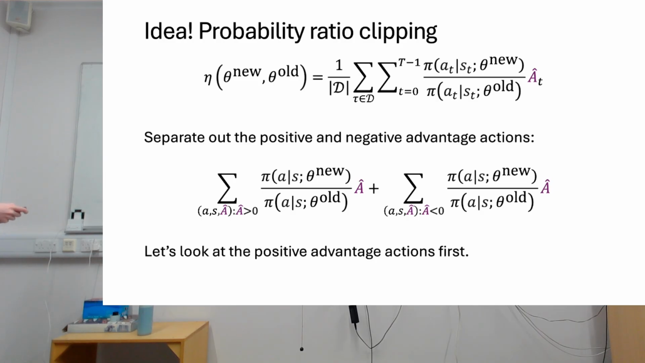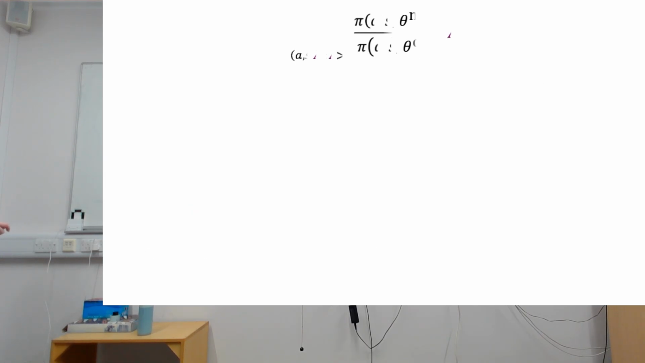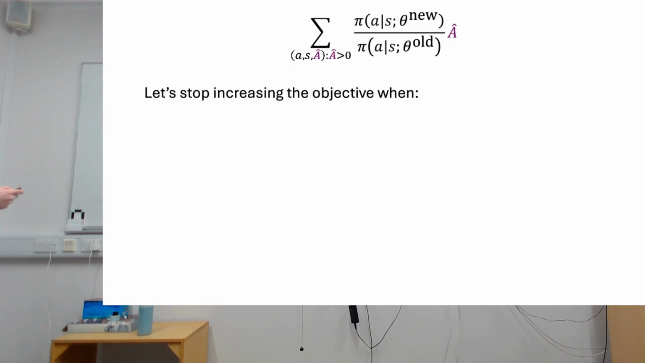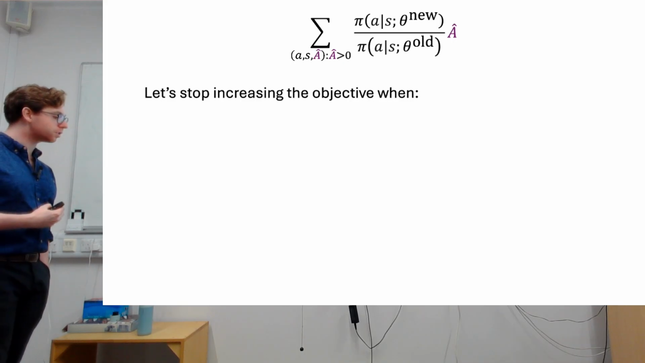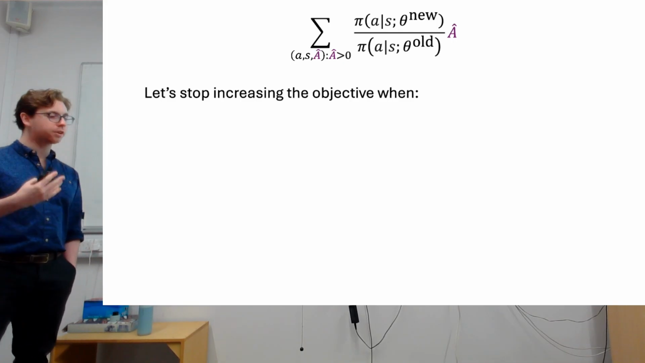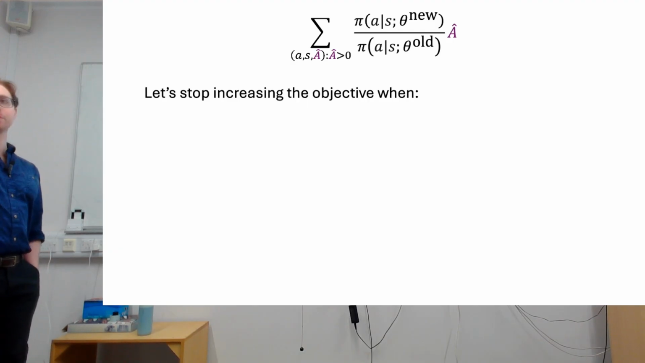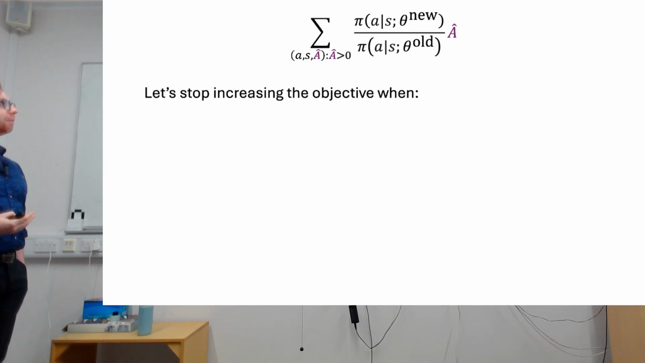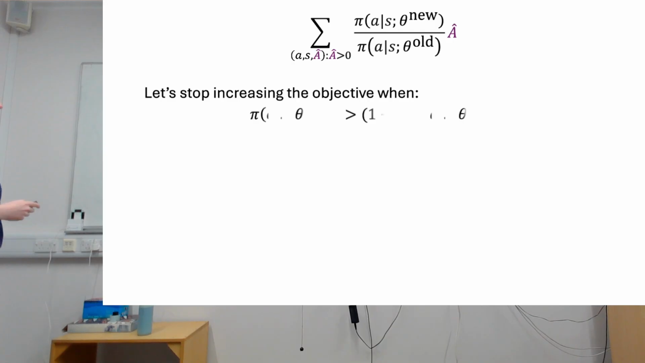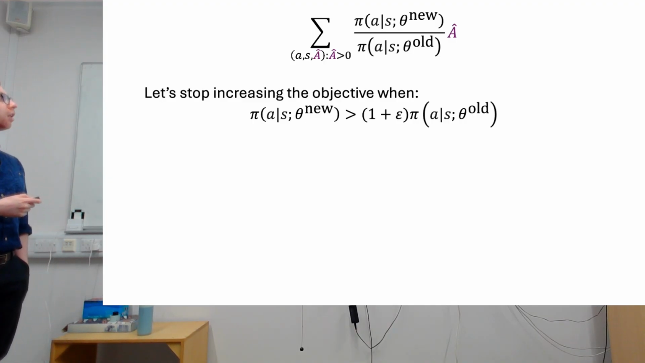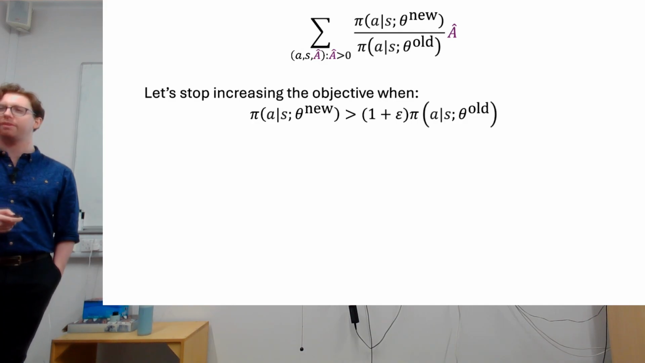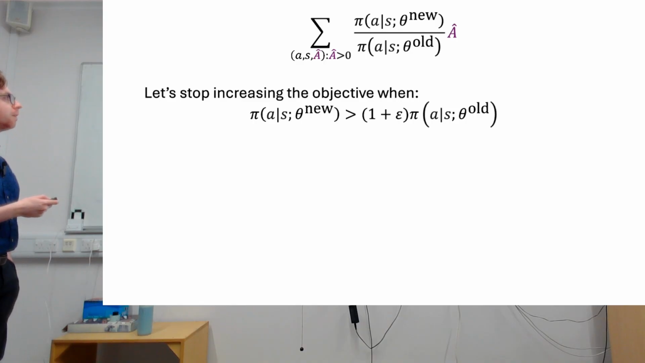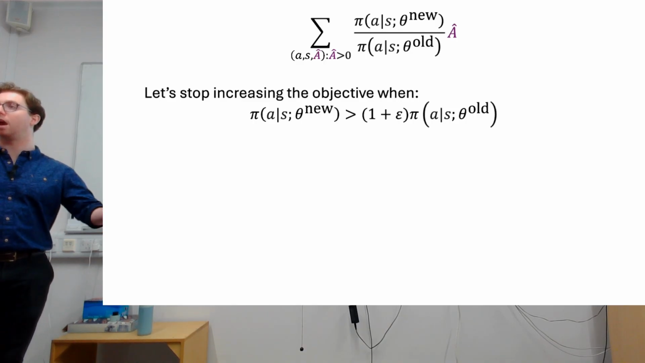Great. Let's first start with this positive advantage term. The key idea is that I'm going to remove the incentive to increase the probability by arbitrarily large amounts. I only want to increase the probability by a relatively small amount. So I'm going to stop increasing the objective when the new probability of an action exceeds 1 plus epsilon times the old probability of the action. Epsilon here would be something like 0.2, or 0.1, which is a fairly typical number to see. These are, in the grand scheme of things, quite large numbers.